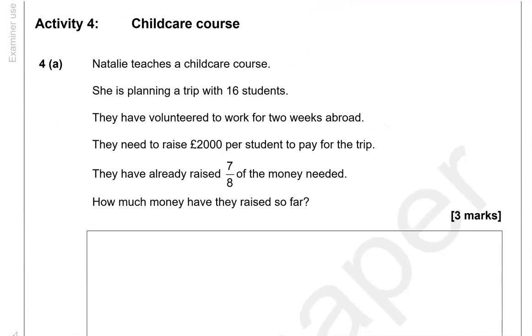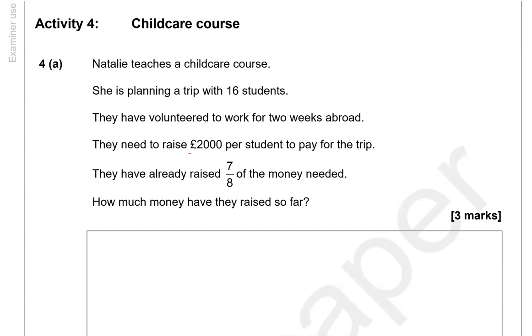Activity 4, childcare course. Natalie teaches a childcare course. She is planning a trip with 16 students. They have volunteered to work for 2 weeks abroad. They need to raise £2,000 per student to pay for the trip. They have already raised 7/8 of the money needed. How much money have they raised so far?